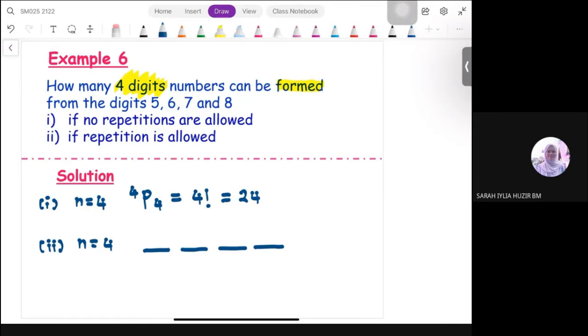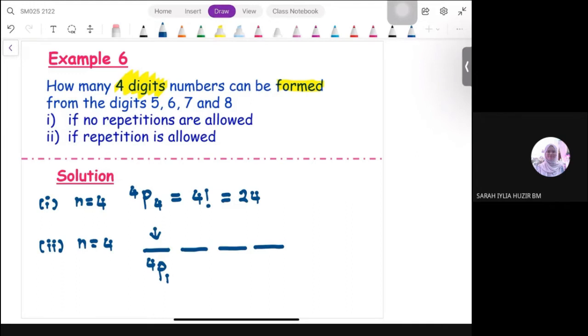So, if this happens, we have to consider each digit. Semua tempat, semua kotak tu kita kena consider case by case. What I meant here is, okay, we go to the first box. For this first digit, we have 4 options. So, out of 4 options, we want to arrange, that's why I use P, at this first digit place.